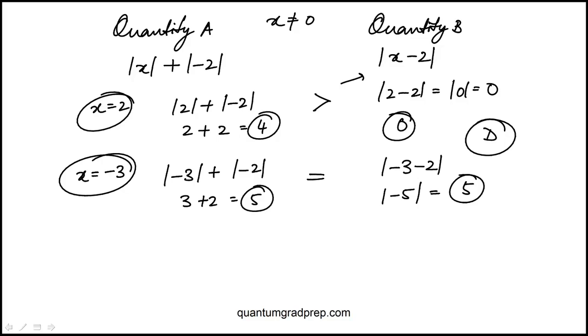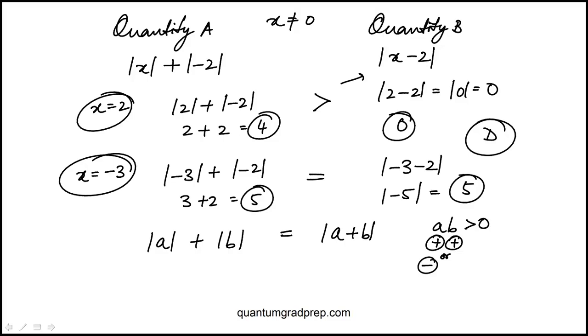Now there is a general concept here. What they're really testing is the relationship between absolute value of A plus absolute value of B, and absolute value of A plus B. Now these two are equal in general if the product AB is greater than 0, meaning they could either be both positive or both negative.